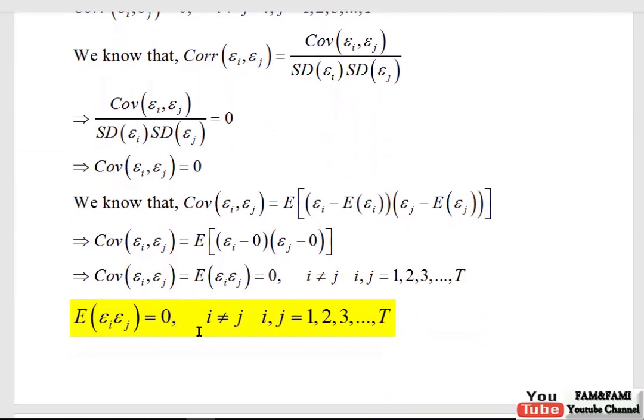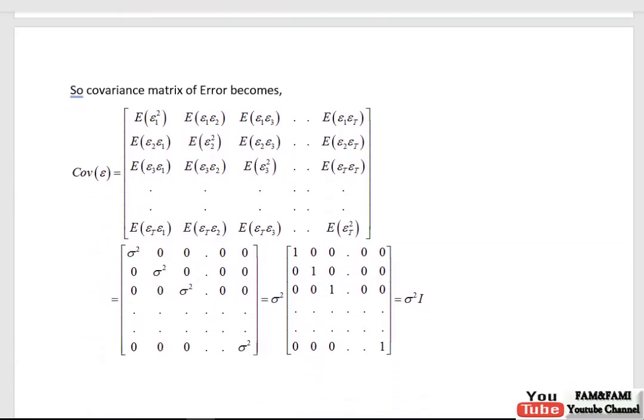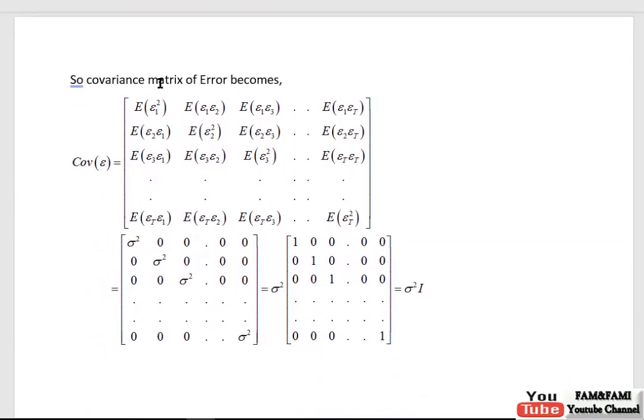Whenever i and j are different, the expectation of their product will always be 0 due to this assumption of independence. So now the covariance matrix of errors, covariance of epsilon, becomes sigma square on the diagonals and zeros on the off diagonals. So we have simplified this expression. Now from this expression we can take this sigma square common.